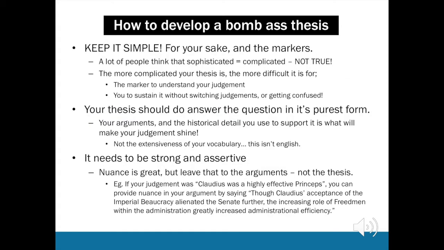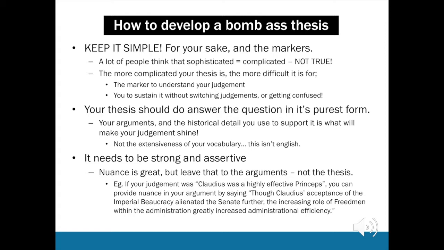When it comes to developing a thesis, it is important that you keep it simple, for your sake and the marker's. A lot of people think that sophisticated equals complicated, but that's just not true. The more complicated your thesis is, the more difficult it is for the marker to understand your judgment, and for you to sustain it without switching judgments throughout your response or getting confused.